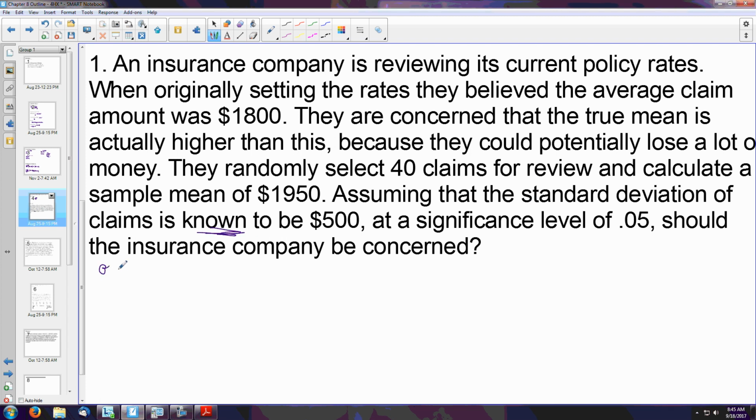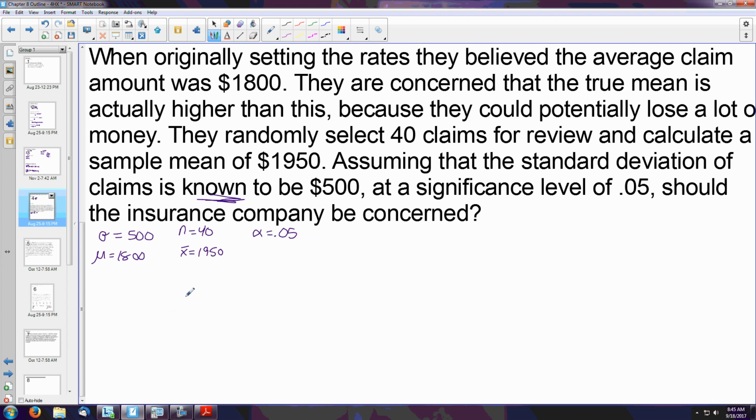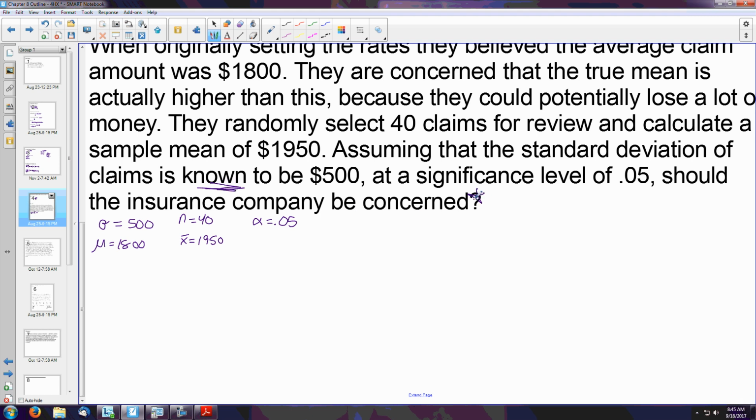So right there, they said the standard deviation is known. So that means that sigma is equal to $500. They've specified they said the original amount was $1,800. So that means normally, that's our population mean. That's what our payout should be. In our sample of 40, we found a mean of 1,950. At a significance level of 0.05, so alpha equals 0.05, should the company be concerned? So this is the part, that last sentence there, is what they're asking us to test.